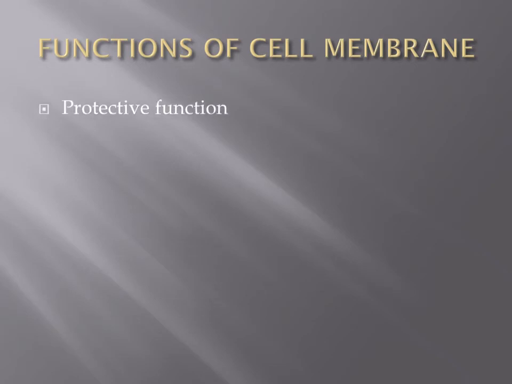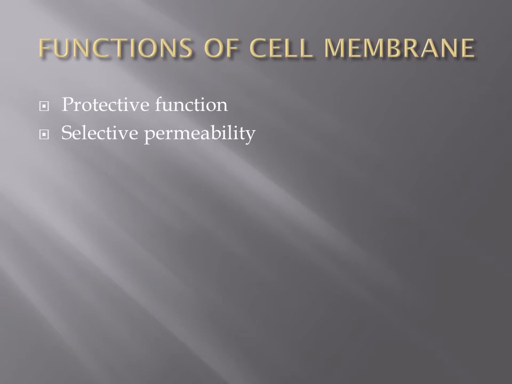Function of the cell membrane. The first function of the cell membrane is the protective function. Cell membrane protects the cytoplasm and the organelles present in the cytoplasm. The second function is selective permeability. Cell membrane acts as a semi-permeable membrane, which allows only some substances to pass through it and acts as a barrier for other substances. The third function is absorptive function.